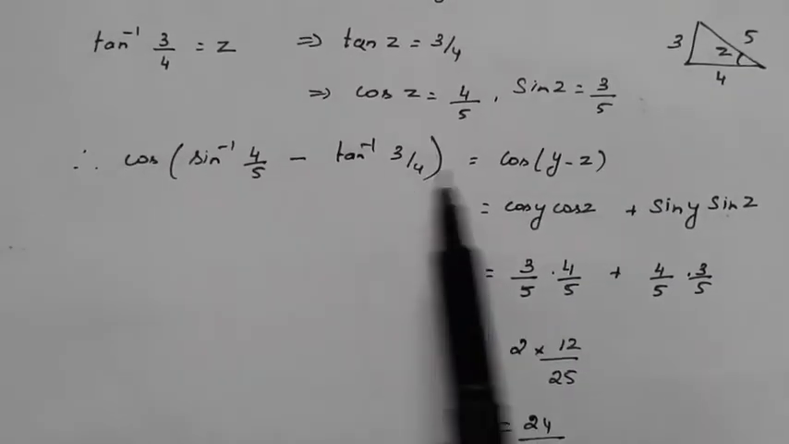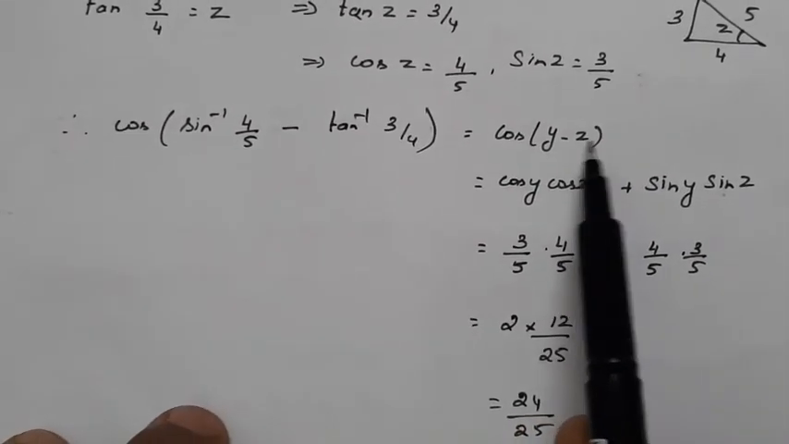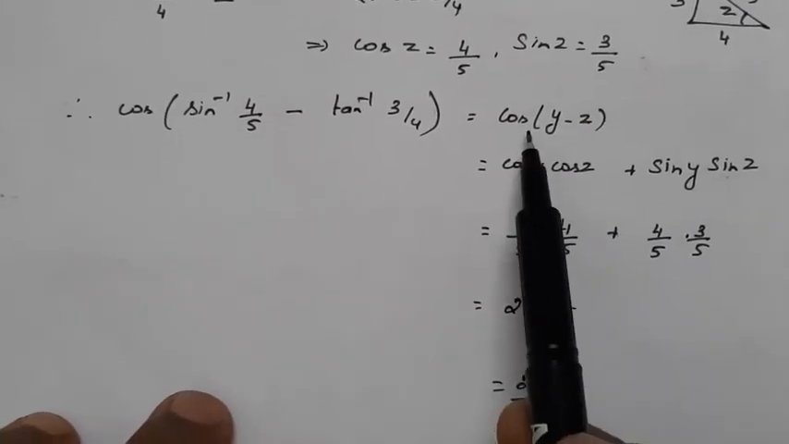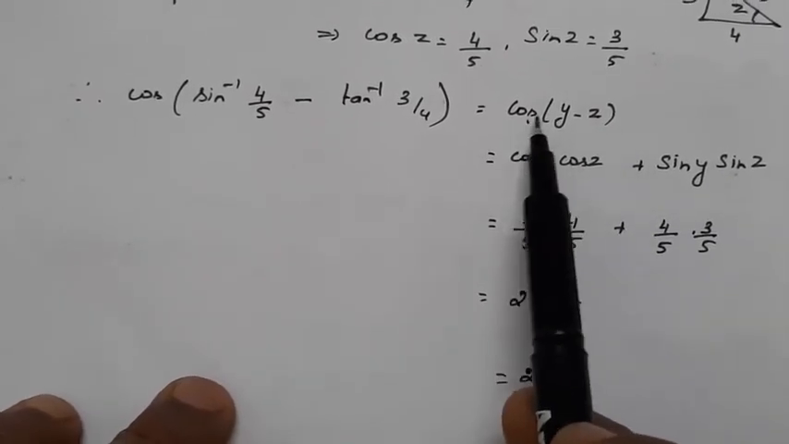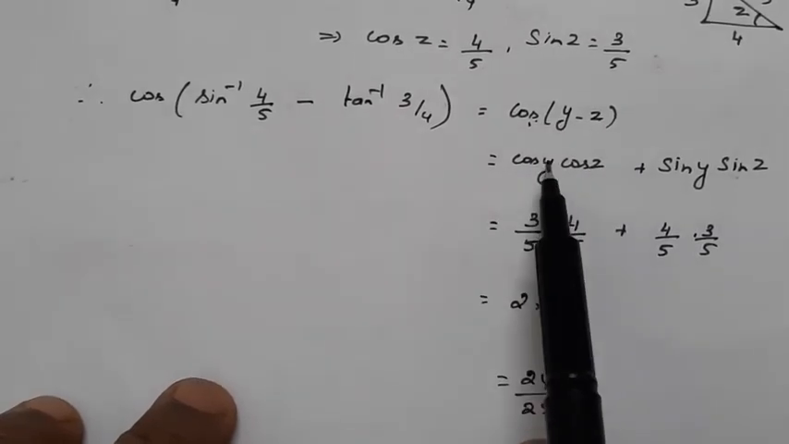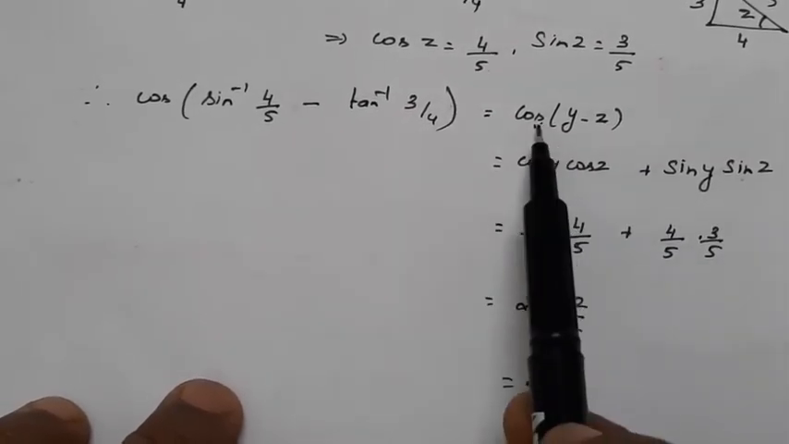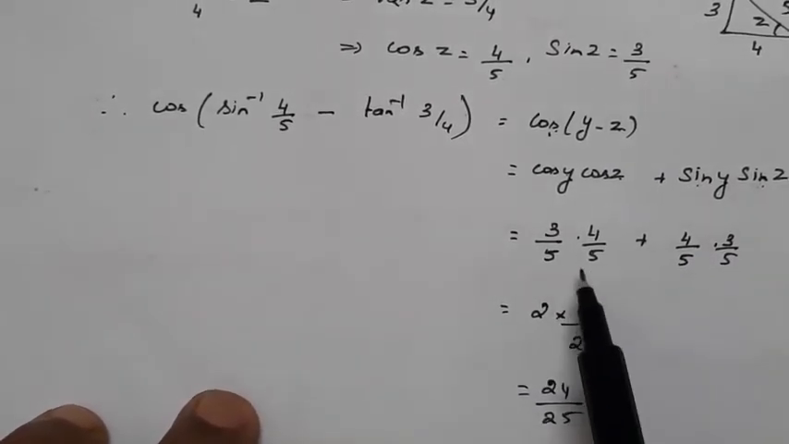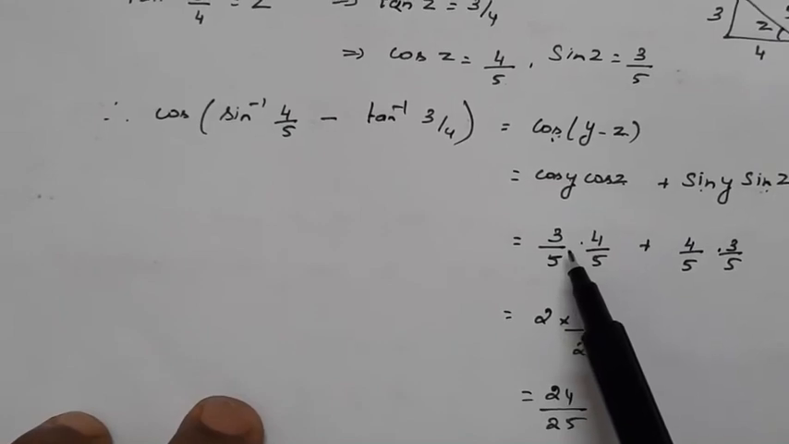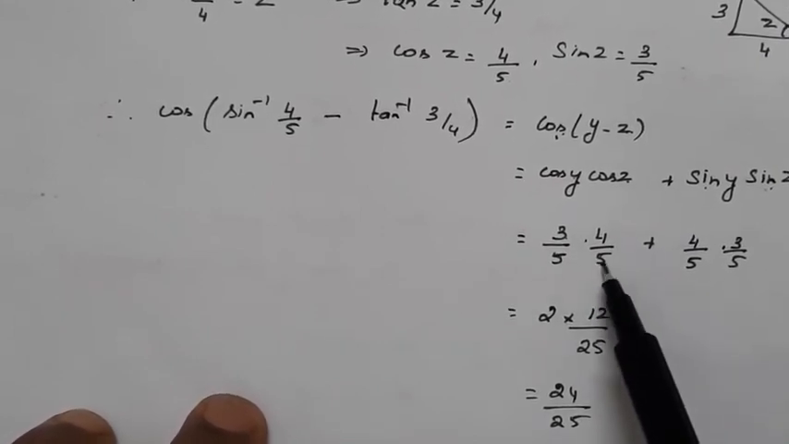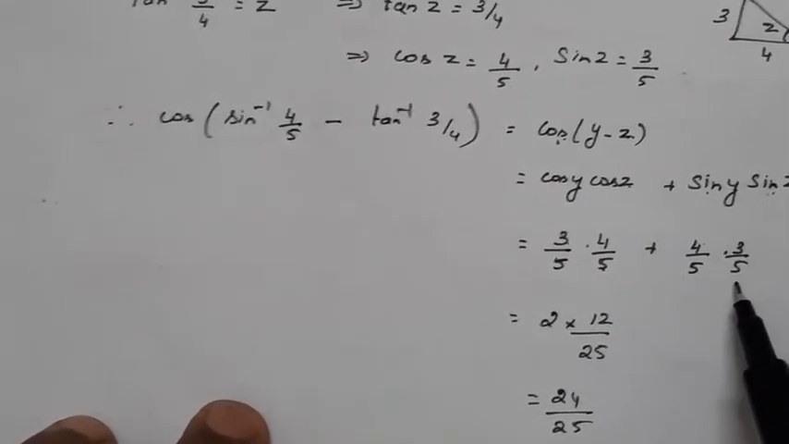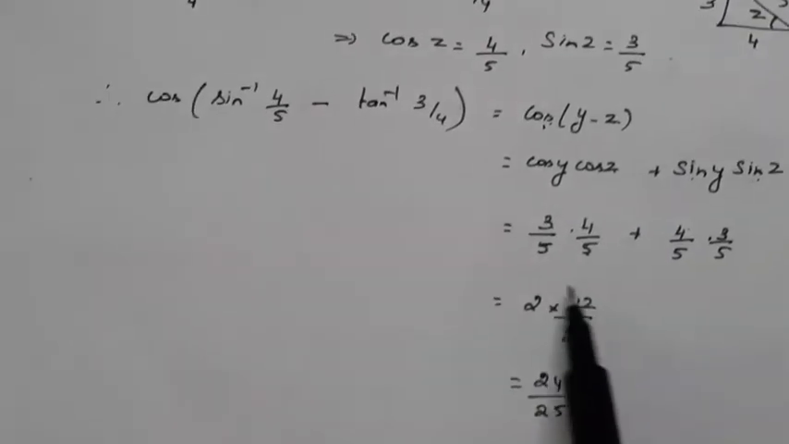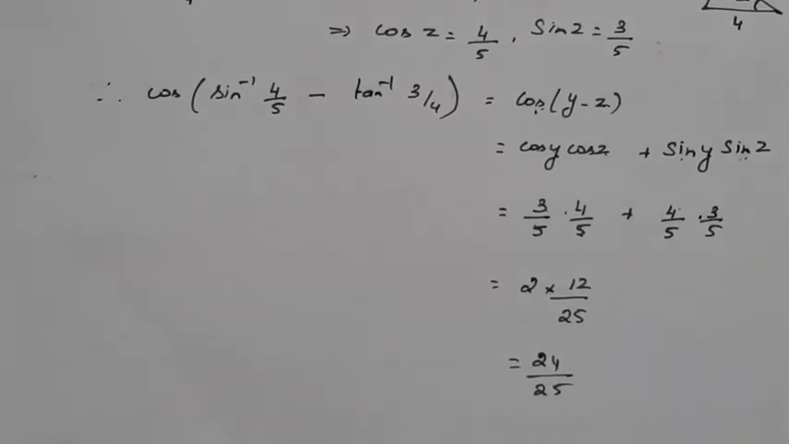And then by substituting here, it will be cos of y minus z. You have to use the compound formula as y and z are not known exactly. What is the compound formula? Cos of a minus b is equal to cos a cos b plus sin a sin b. So cos of y minus z is equal to cos y cos z plus sin y sin z. On substituting the values, we will have 3 by 5 into 4 by 5 plus 4 by 5 into 3 by 5. That is 2 times 12 by 5, that is 24 by 25. The denominator will be 25, so 24 by 25.